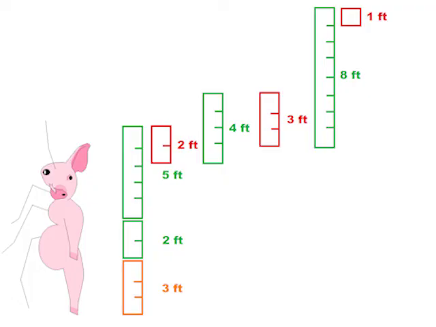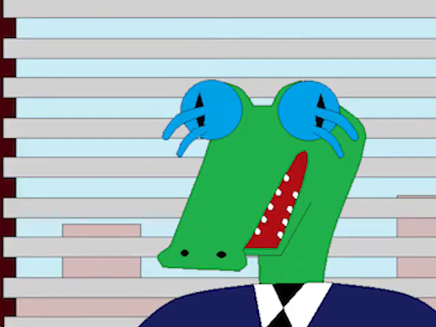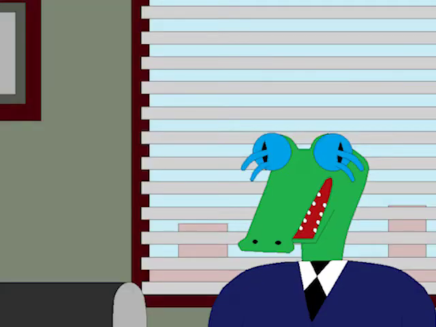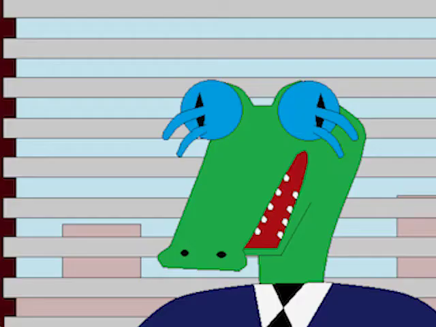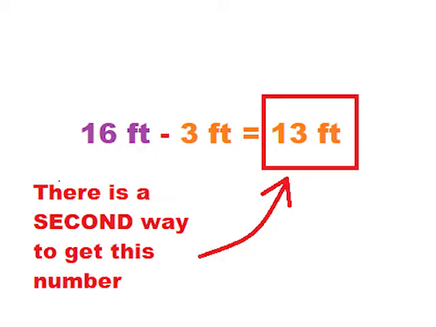How much did you grow from birth until the last year we've tracked? Still simple. Just take the height at the end and subtract the height at the beginning. That's usually how you find out how much something changed. 16 minus 3 equals 13. You grew 13 feet between birth until now. And now we arrive at the key point of the video, and it requires the most thought. There's another way to get that same 13 feet answer.